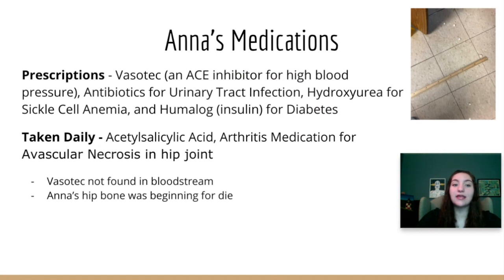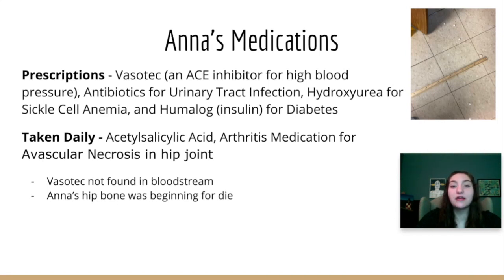Medications that Anna was taking: Vasotec, an ACE inhibitor for her high blood pressure. This actually wasn't found in her toxicology report, so that leads us to believe she wasn't taking this for 3 to 4 days prior to her death. There was no alcohol found in her toxicology results, so that leads us to believe that she was taking her antibiotics for her urinary tract infection.